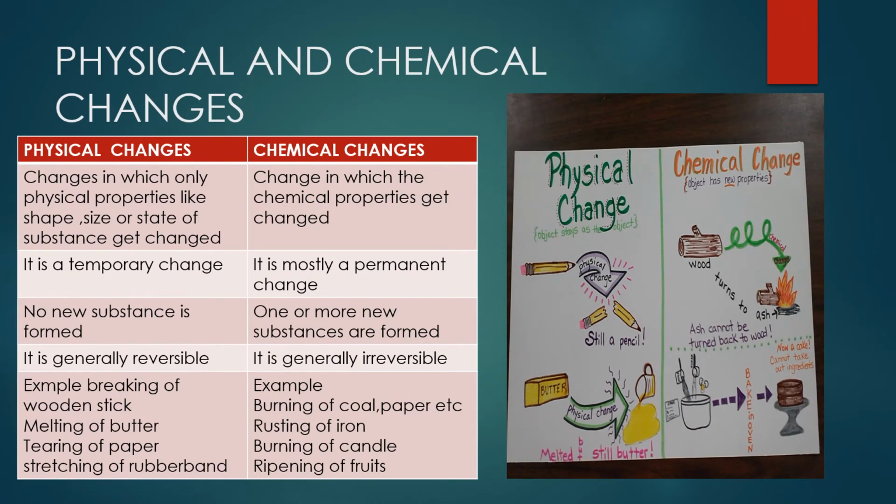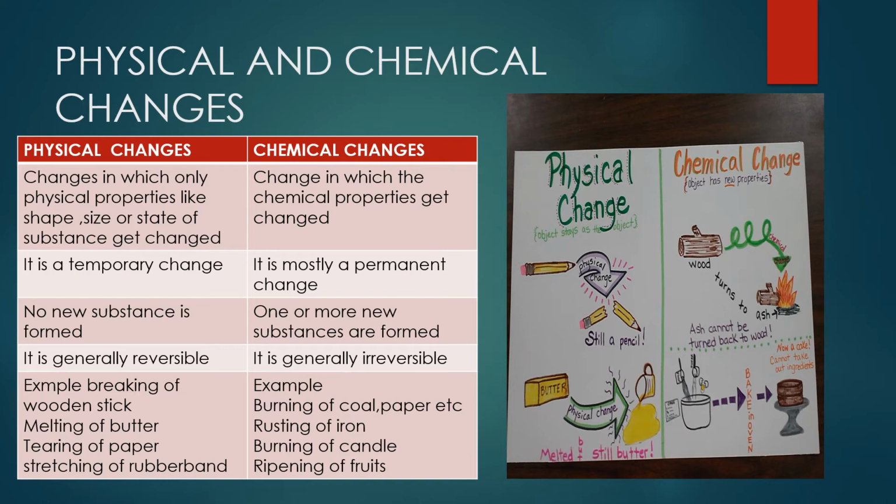Then there are physical and chemical changes. Changes in which one physical property like shape, size, state, or substance gets changed is a physical change. But if the change occurs in the chemical properties of the substance, then it is called a chemical change. Physical change is a temporary change, whereas chemical change is a permanent change. In physical change, generally no new substance is formed.